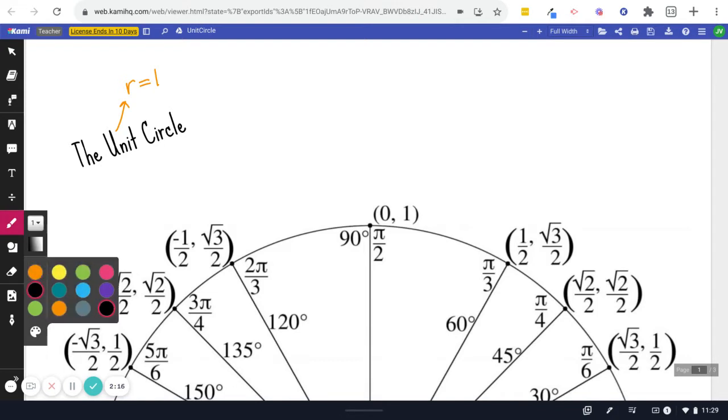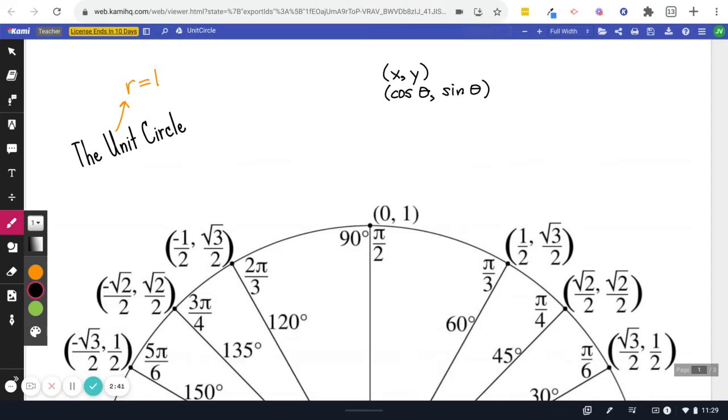A quick note for you is all of these ordered pairs are (x, y), but they also represent cosine of an angle, sine of an angle. I like to think in terms of alphabetical order. X comes before Y in the alphabet, or in the dictionary or whatever. Cosine comes before sine. So every ordered pair has that as sort of its pattern.